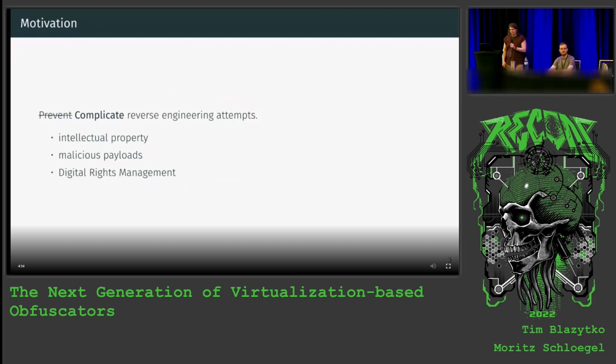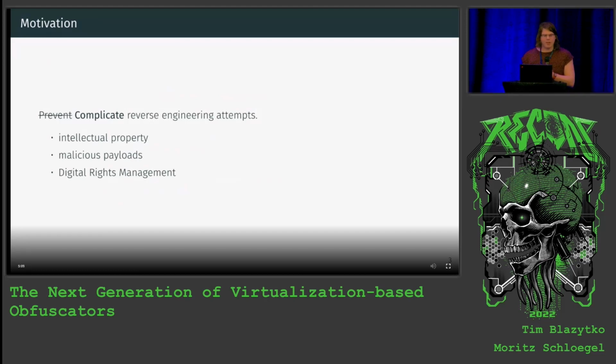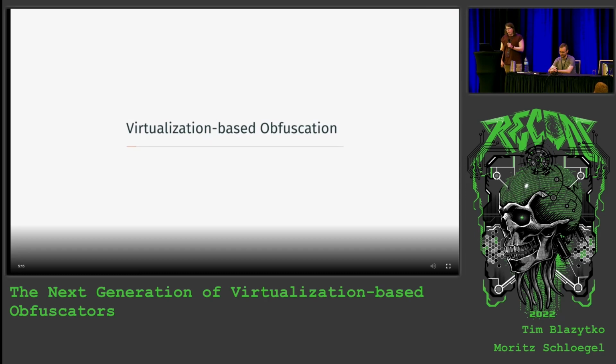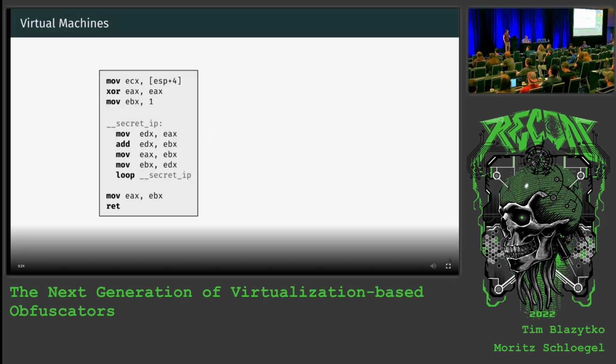First, why? Well, obfuscation is used quite a lot to complicate reverse engineering attempts. It is used to protect intellectual property, but also to protect malicious payloads. It is pretty common in DRM systems everywhere: in your browser, in your mobile phone, in your kernel. And one of the most sophisticated obfuscation schemes is virtualization-based obfuscation.